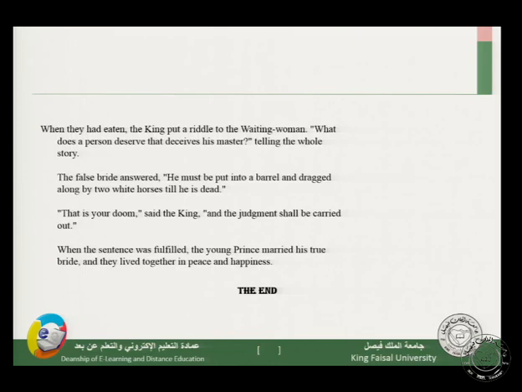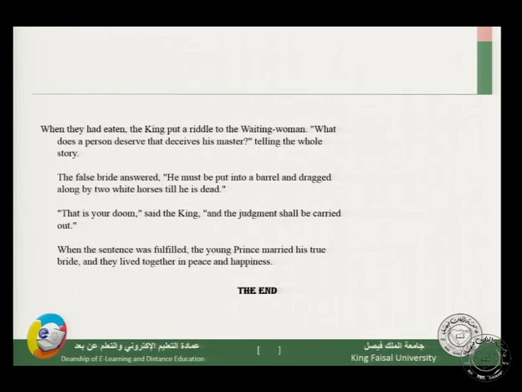The king put a riddle while they were gathering: the king, the queen, the prince, the servant who was acting as a queen, and the real princess, the little beautiful queen. He put a riddle, a sort of puzzle, to the waiting woman, the servant, and he said, what does a person deserve that deceives his master?